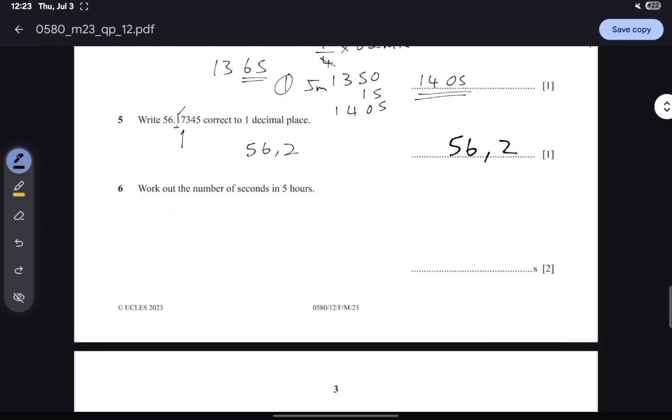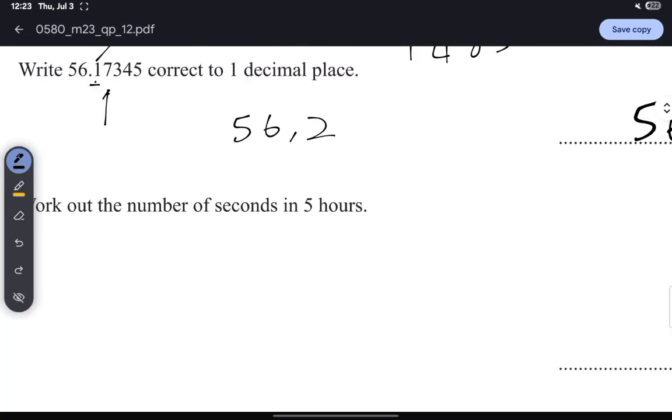Moving on to number 6. Work out the number of seconds in 5 hours. The number of seconds in 5 hours. Okay, first of all, we know that 1 hour, sorry. Let's start with 1 hour is 60 minutes.